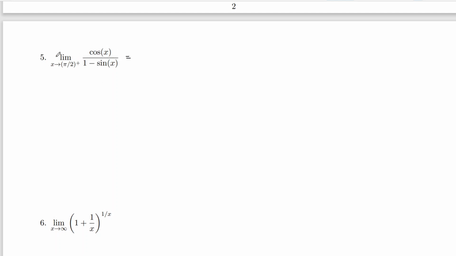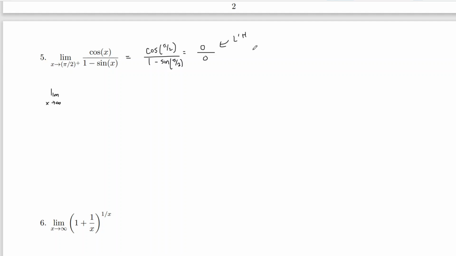Well, we know even if we have a one-sided limit, we just go ahead and plug in the number. So we get cosine of pi over 2 over 1 minus sine of pi over 2. And this is 0. Cosine of pi over 2 is 0. Sine of pi over 2 is 1. So 1 minus that is also 0. And it's already in L'Hopital's rule form. So we're going to use L'Hopital's rule immediately.